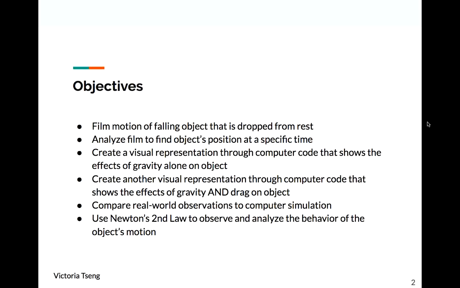Then we will create a visual representation through computer code that shows the effects of gravity alone on the object, and then we will create another visual representation through computer code that shows the effects of gravity and drag on the object. Then we will compare our real-world observations to our computer simulations, and we will use Newton's second law to observe and analyze the behavior of the object's motion.